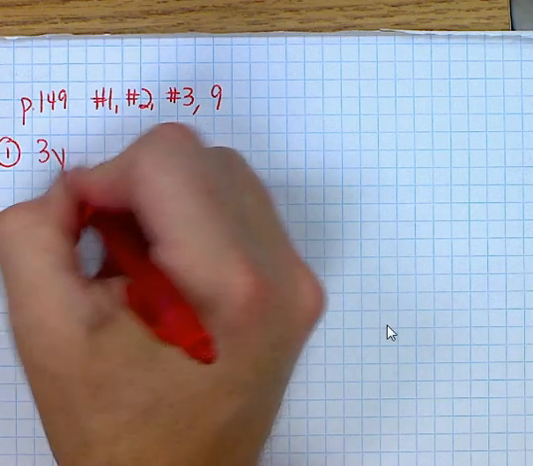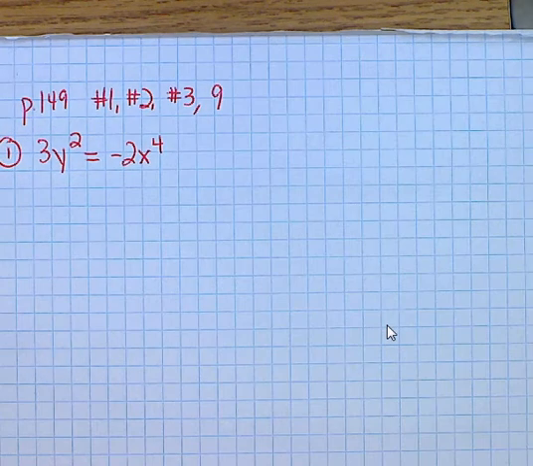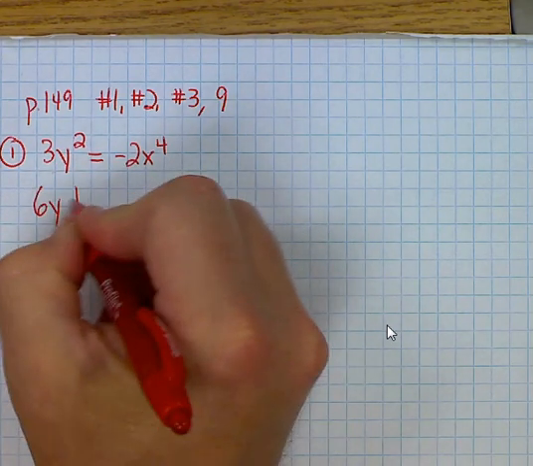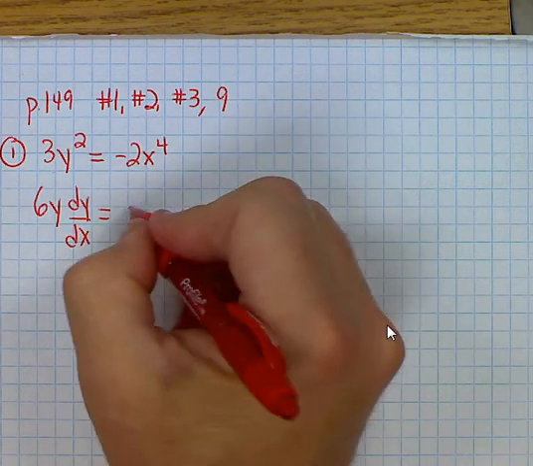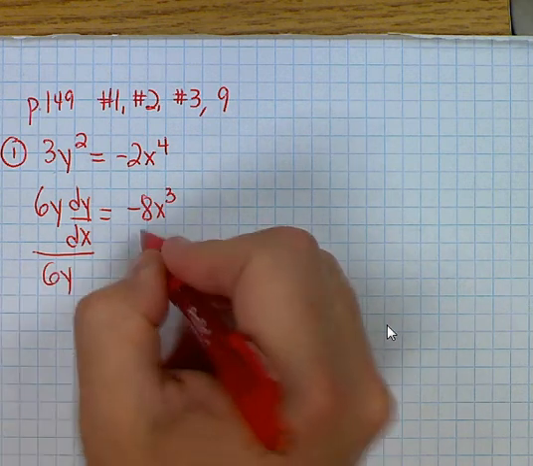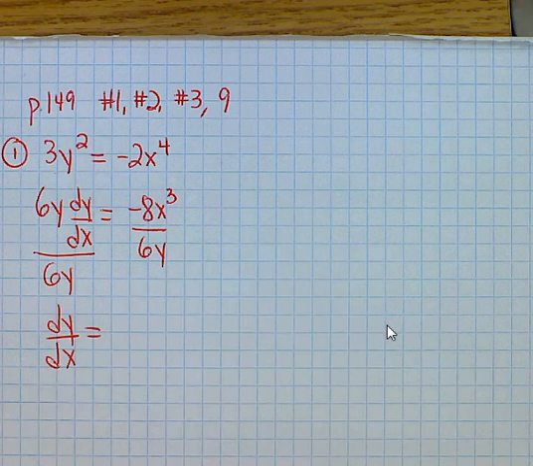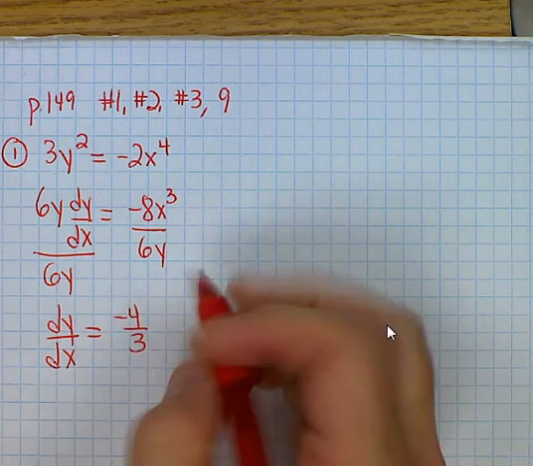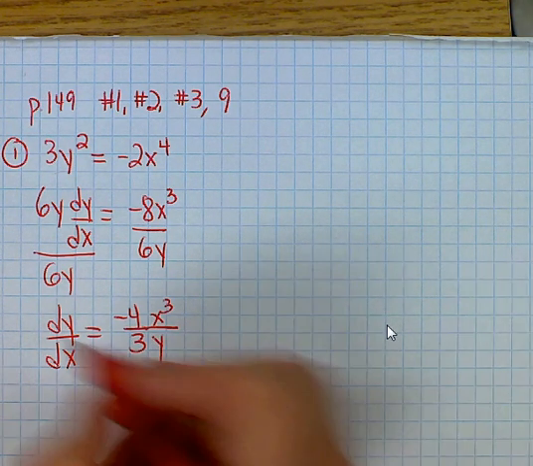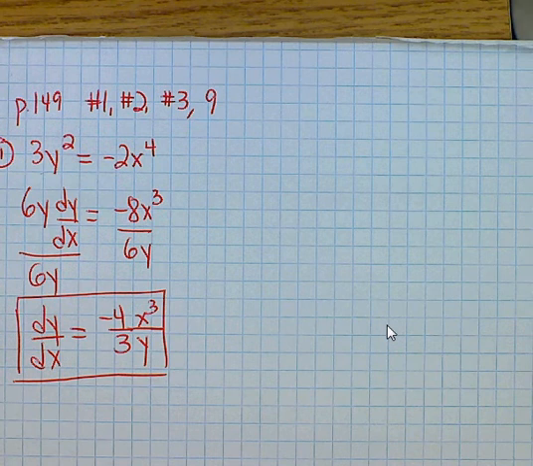Question is 3y squared is equal to negative 2x to the fourth, and we're trying to find dy dx. When we take the derivative implicitly, this becomes 6y dy dx, equal to negative 8x to the third power. Solving for dy dx, I'm going to divide both sides by 6y, and I get dy dx is equal to, reducing by 2, negative 4 thirds, or 4x cubed over 3y. We're all done. Okay? We move on to question number 2.